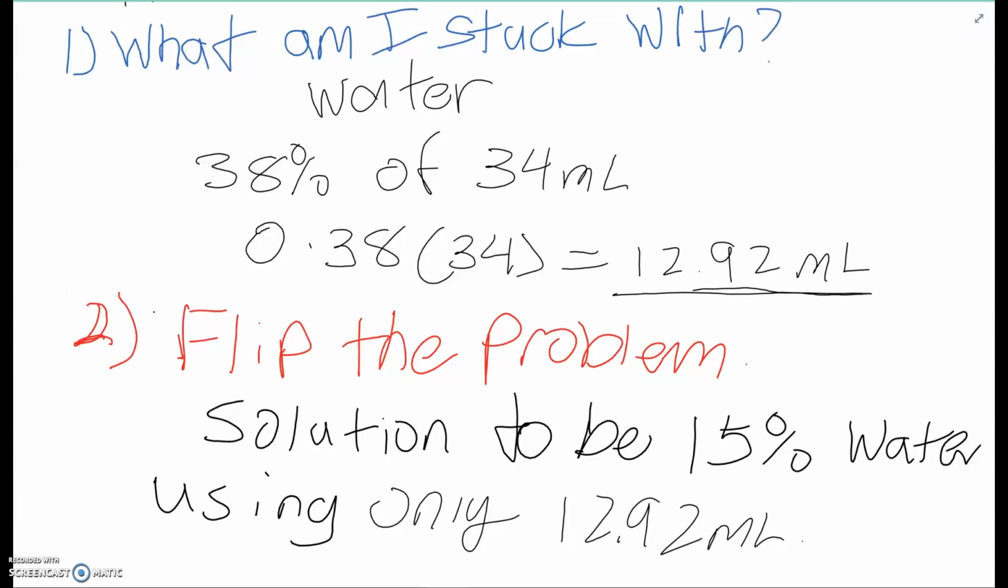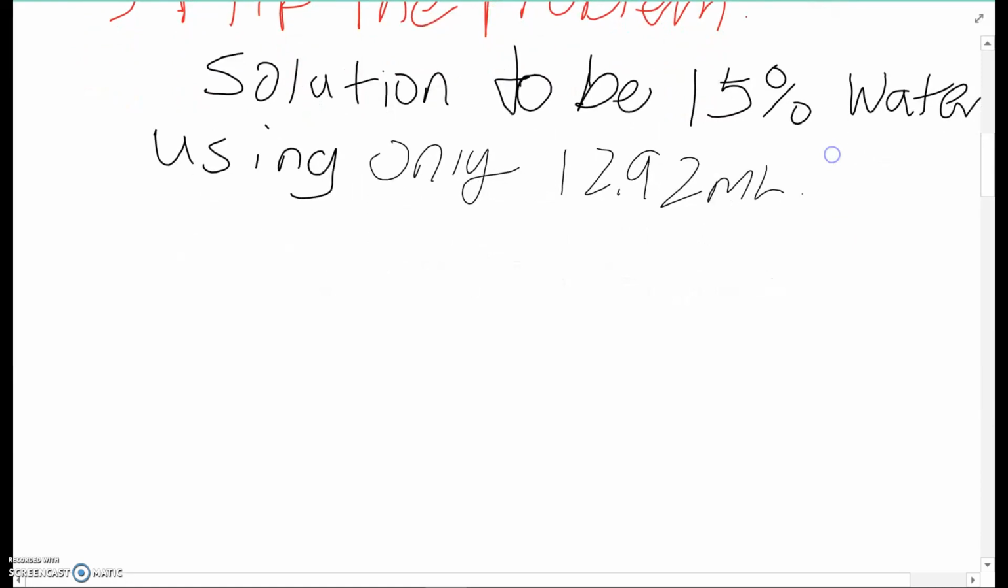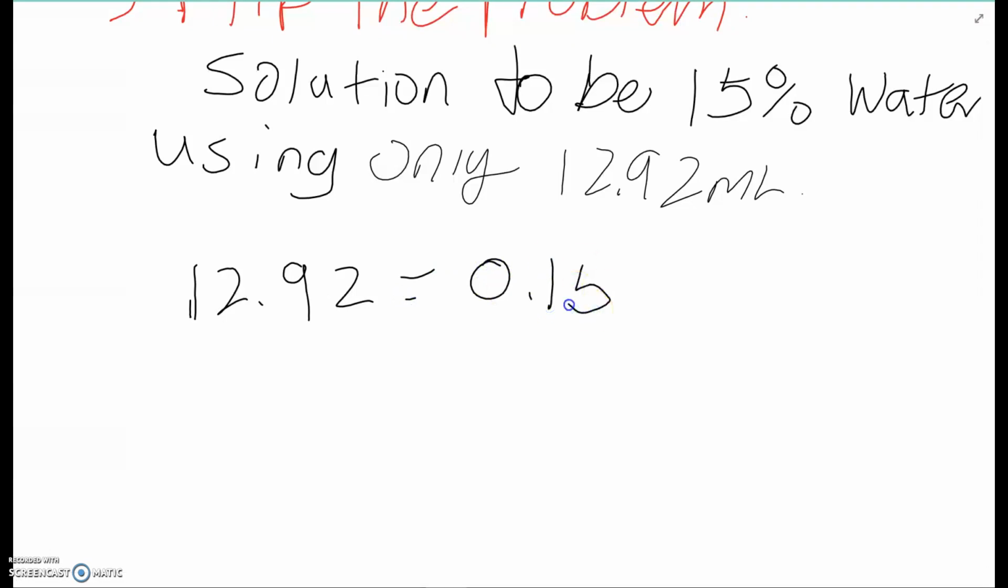I want it to be 15% of a solution. So, move this down. What is 15%? So 12.92 equals 0.15, right? 15% of what value? If I take 15% of a value and get 12.92, then what's that value? So what we do is just solve for x here by dividing by the percent.